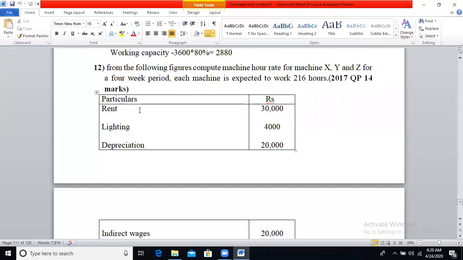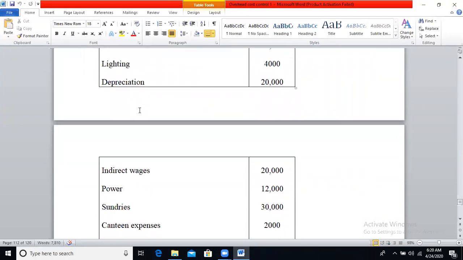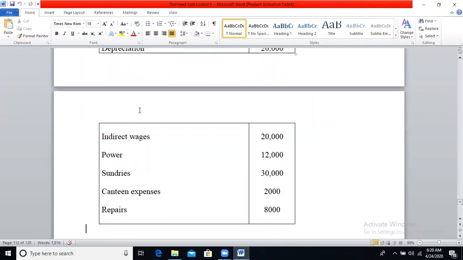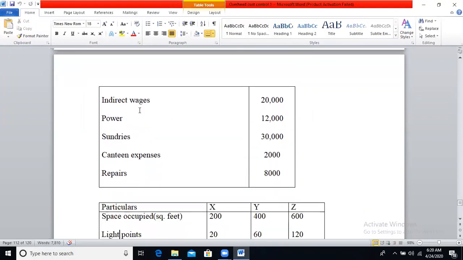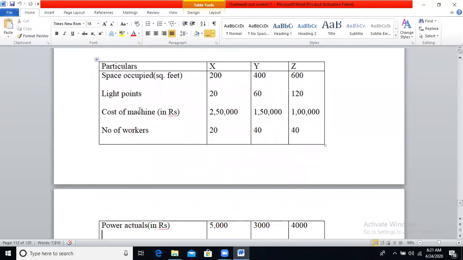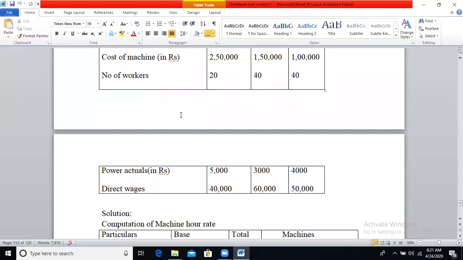So they have given rent, lighting, depreciation, indirect wages, power, sundries, canteen expenses, repairs. These are the overhead expenses which will be allocated to three machines. Here they have given the basis: space occupied for all the three machines X, Y, and Z, light points, cost of machine, number of workers, power. They have given the actual value, so consider the actual value itself, direct wages.